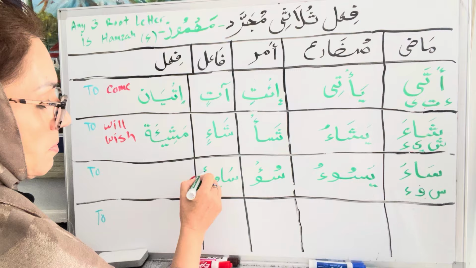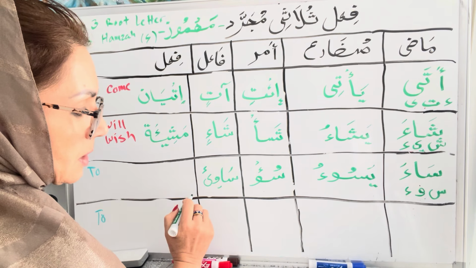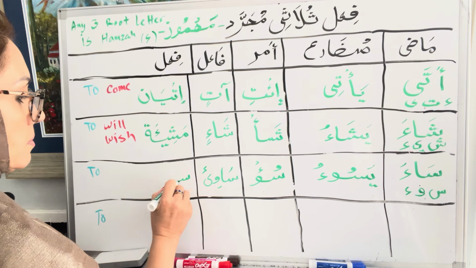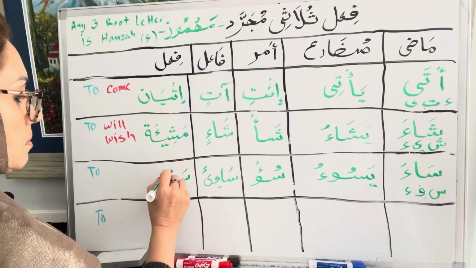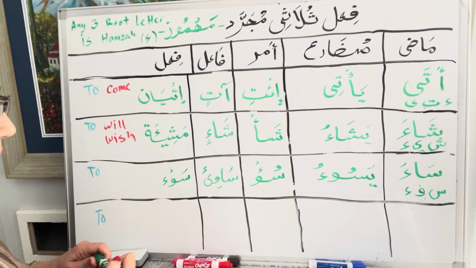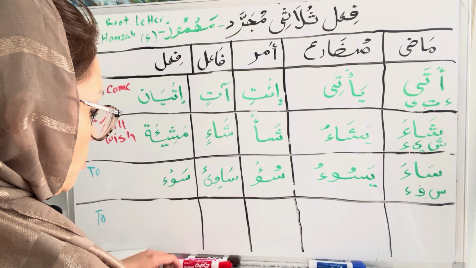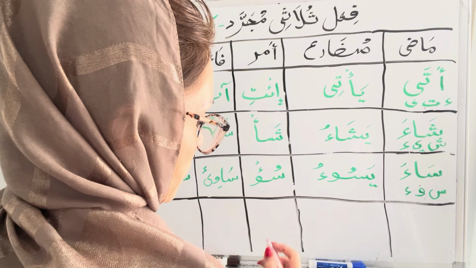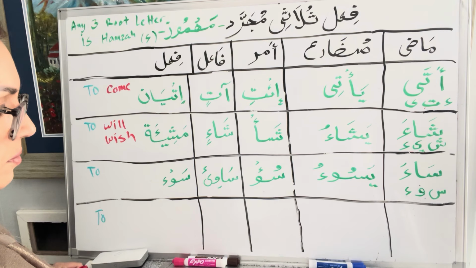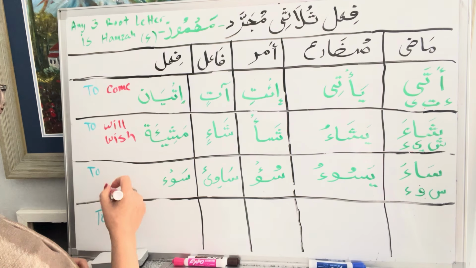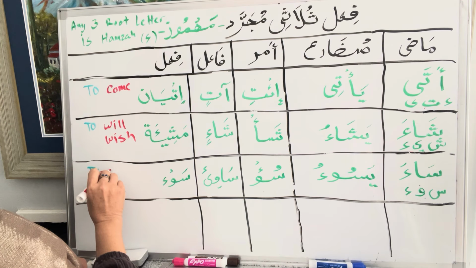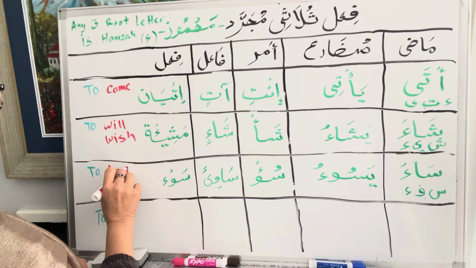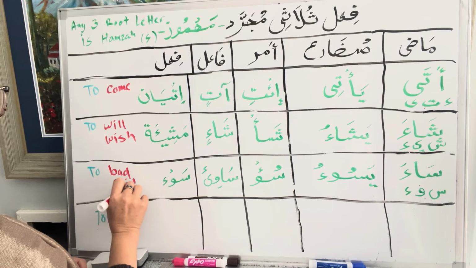And this is the hamza. So, okay, this means to err, to make a mistake. It's to be bad, to do evil.